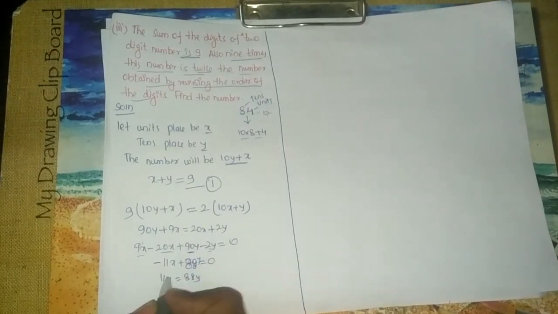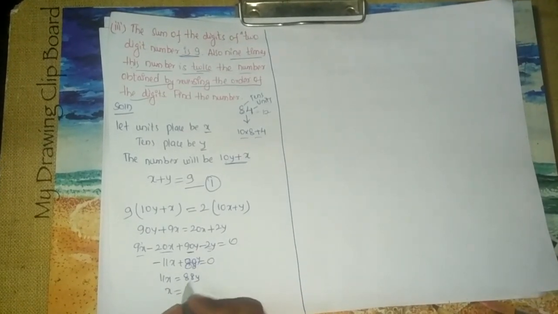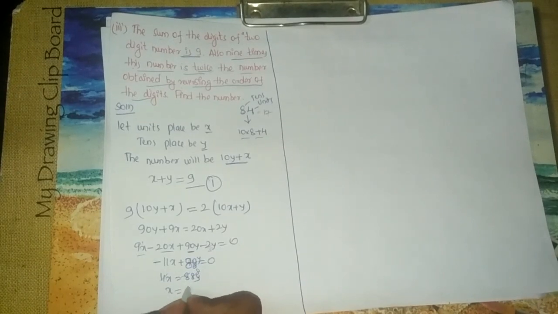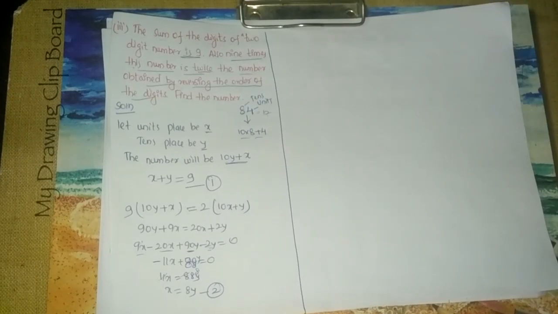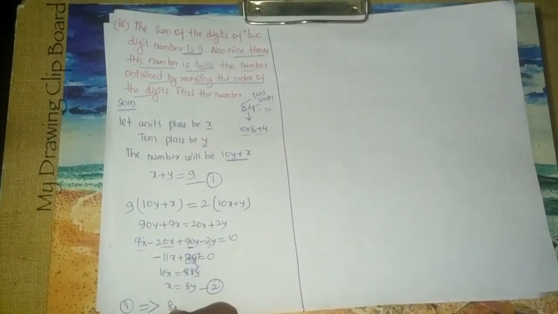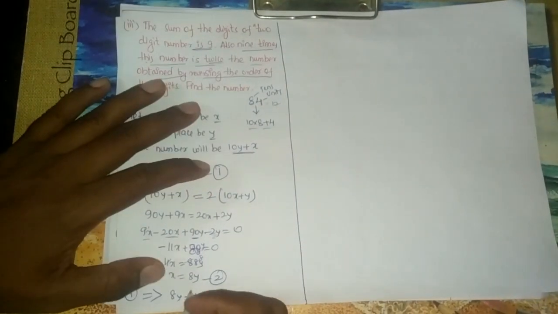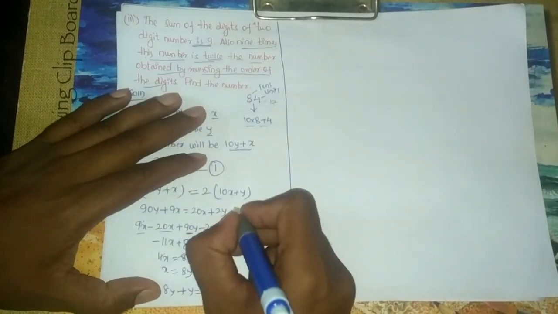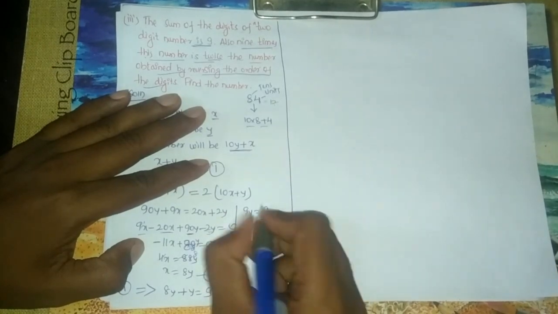11x is equal to 88y, or x equals 8y. Call this equation 2. Substitute this x equals 8y in equation 1. Equation 1 will be 8y plus y equals 9, or 9y equals 9, or y equals 1.